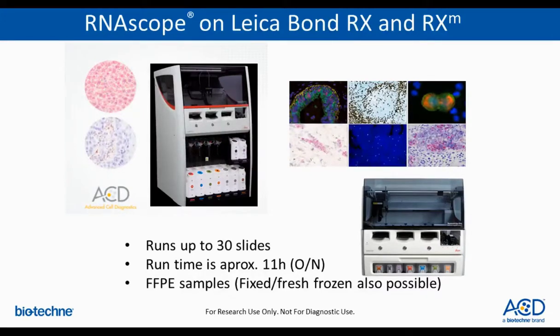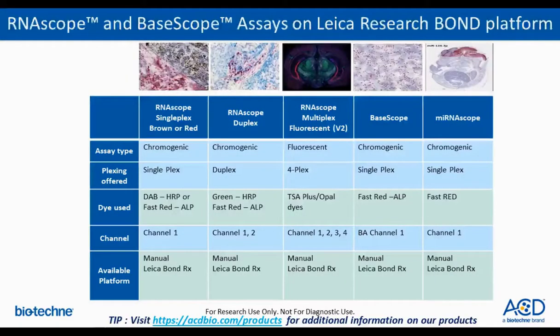Before I get into the details of the RNAscope on the Leica BOND, I want to give you a quick overview of the portfolio of the RNAscope assays that we provide that can be used on the Leica BOND. So the RNAscope assays that are available are the single-plex brown and single-plex red RNAscope assays.